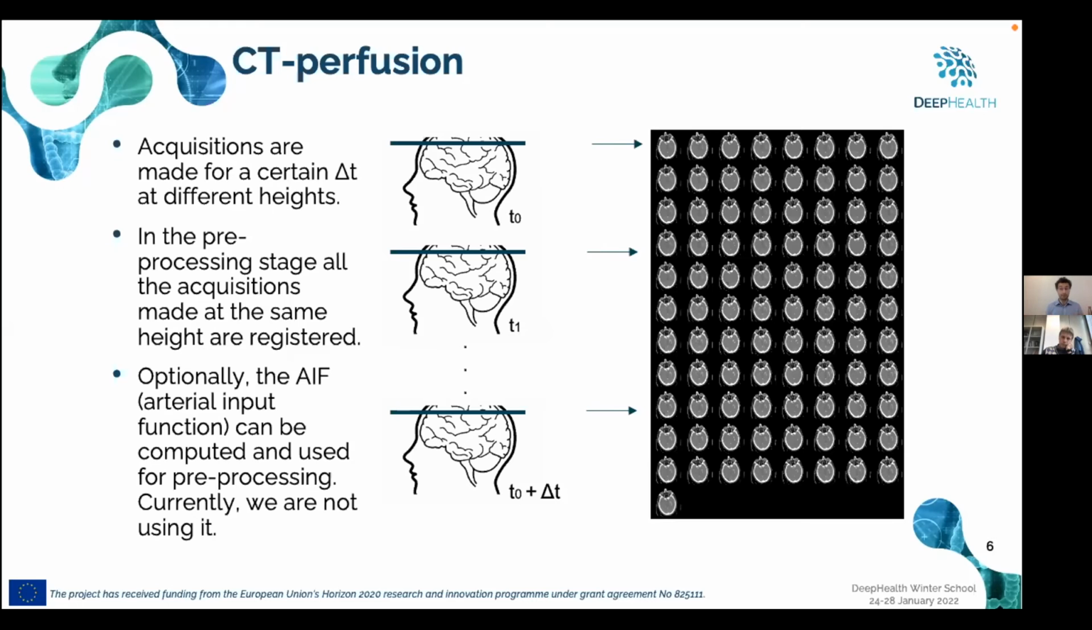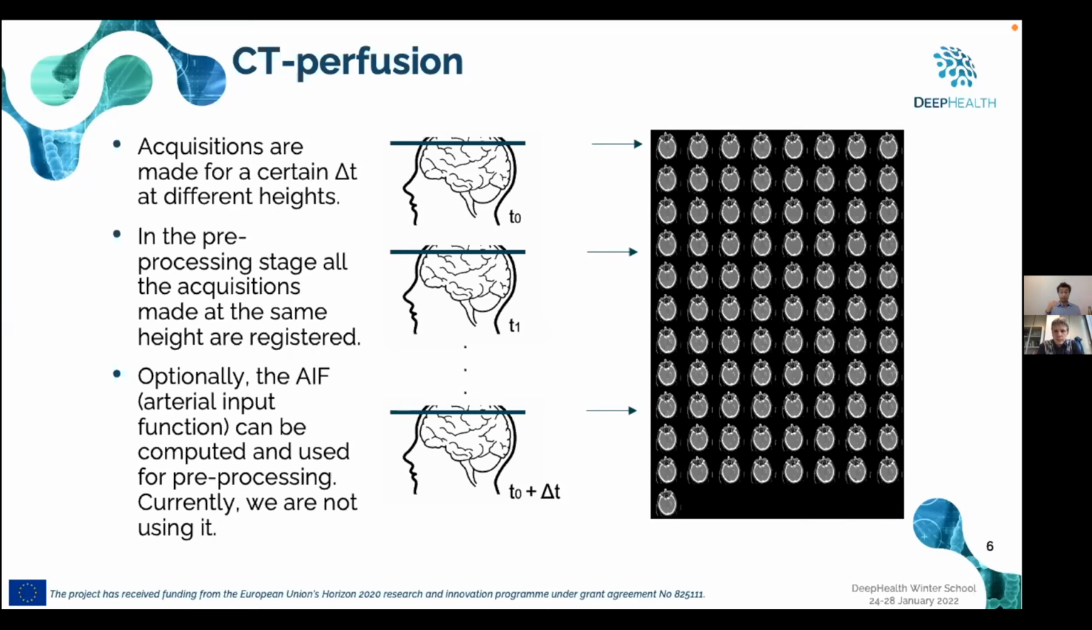Because we need to track how the agent diffuses in the brain, and how all the blood is going to be distributed through the brain. Why? Because all of the areas which do not receive enough blood are the areas affected by the ischemic stroke. Then, of course, it will be up to the doctor to identify which is the core and what's the penumbra. But still, we need to track all of how the blood is going to be distributed through the brain.